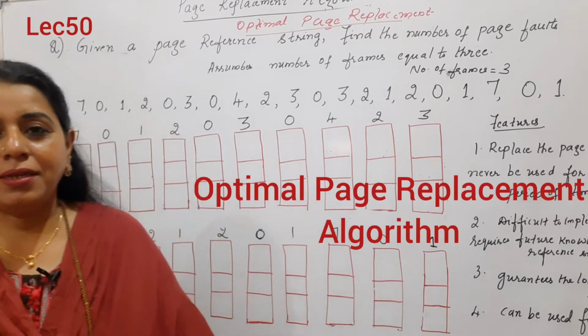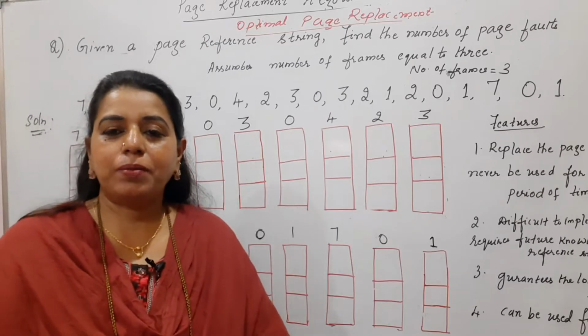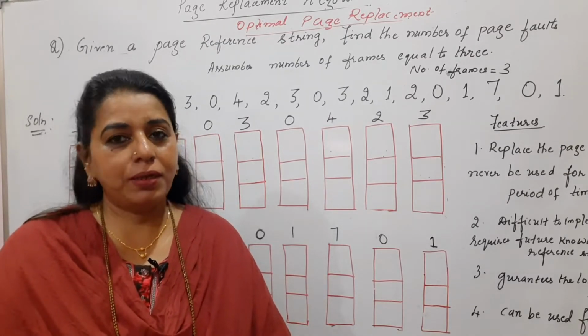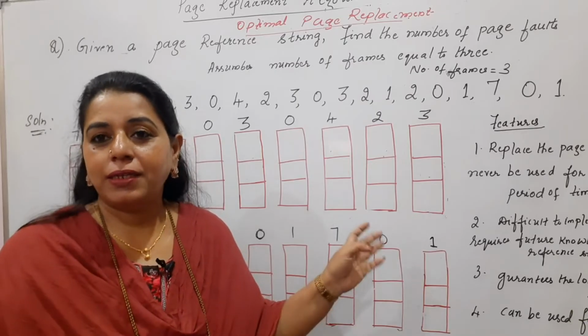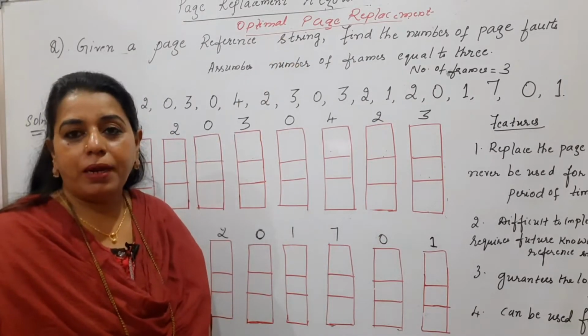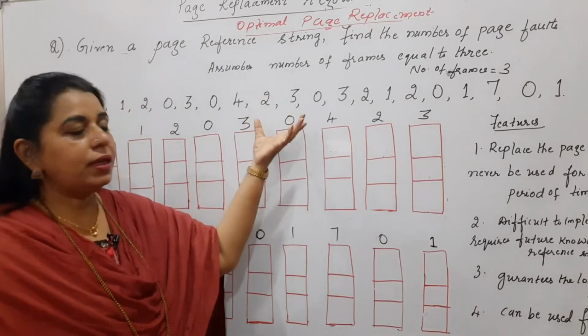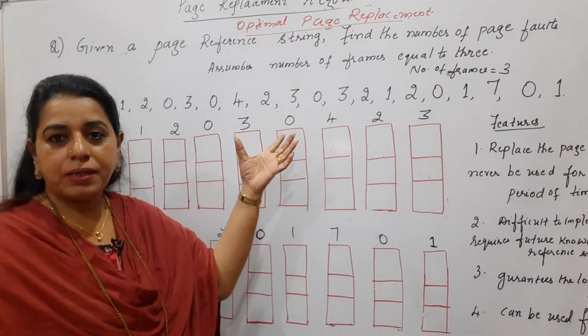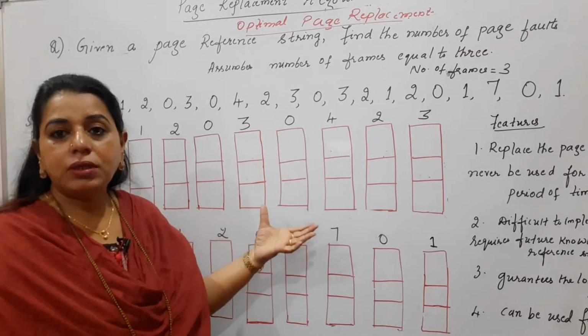In this session I shall discuss the optimal page replacement algorithm. In the previous session I explained the FIFO page replacement algorithm. Now let us see the next one in the list, which is called the optimal page replacement algorithm, and we are using the same reference string here. That is, there are 20 pages in the reference string, and we'll use this logic.